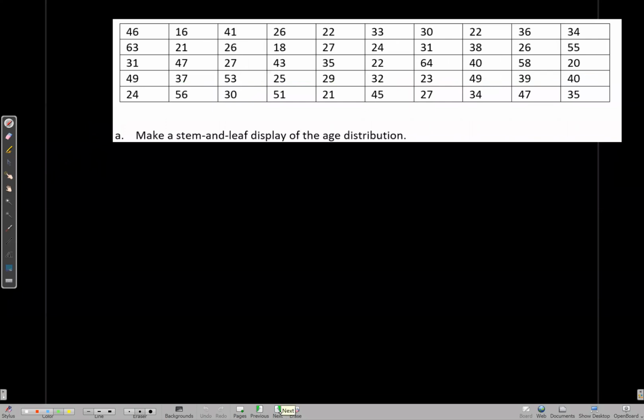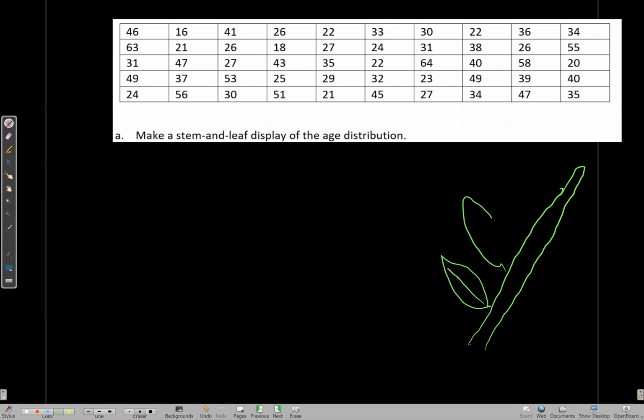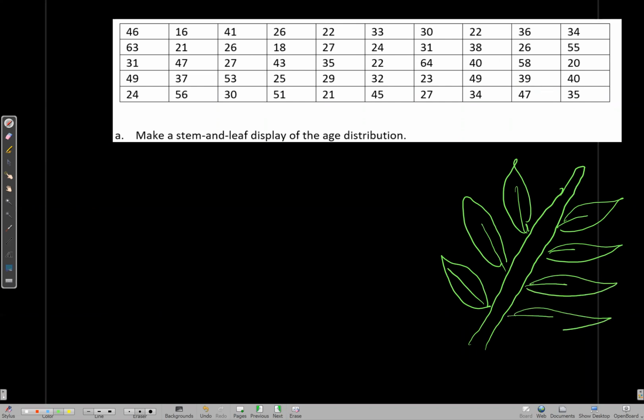Now, what do you mean by stem and leaf? As the name suggests, you have a stem of a tree and you have leaves, right? This is exactly what's happening in this statistical term. So stem and leaf simply means this.